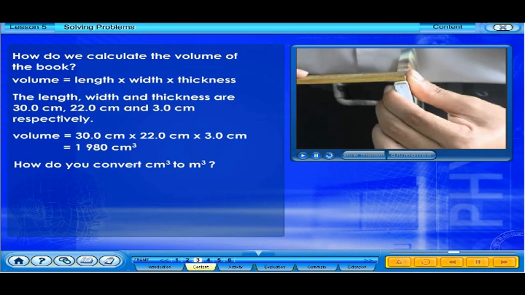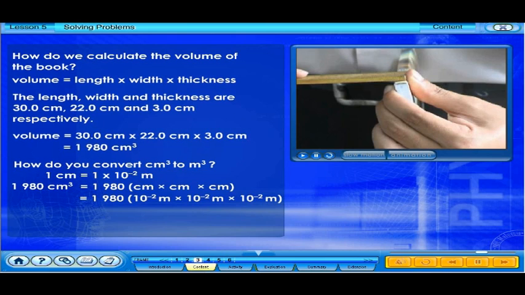How do you convert cubic centimeters to cubic meters? 1 centimeter is equal to 10 to the power of -2 meters. The correct volume conversion factor is cubed. 1,980 cubic centimeters is equal to 1,980 times 10 to the power of -6 cubic meters. The value can be written as 1.98 times 10 to the power of -3 cubic meters.